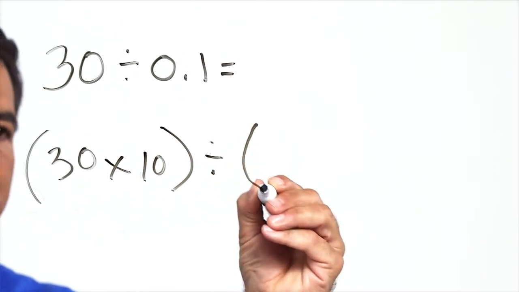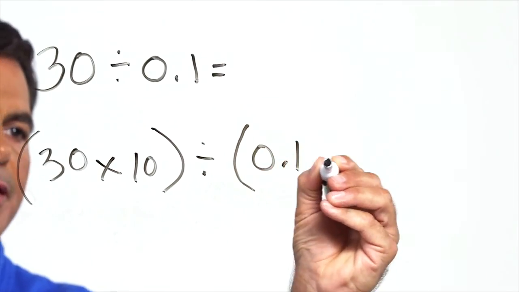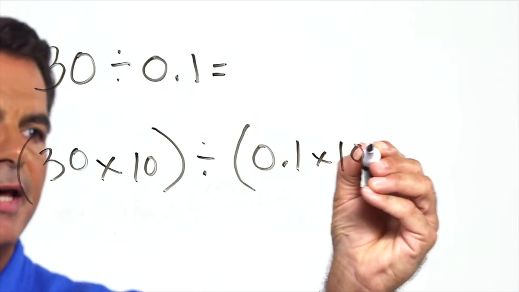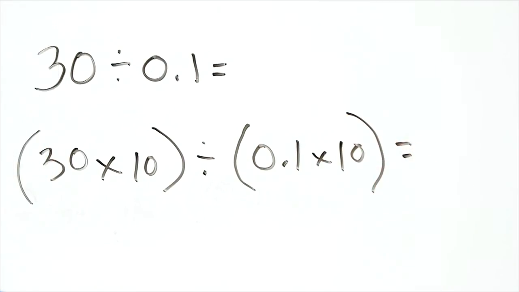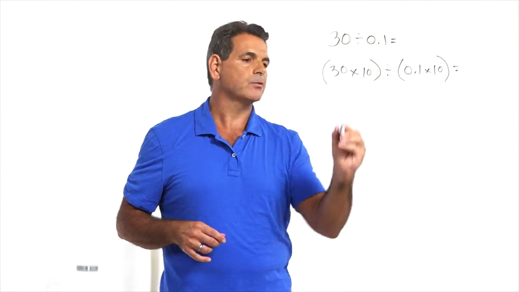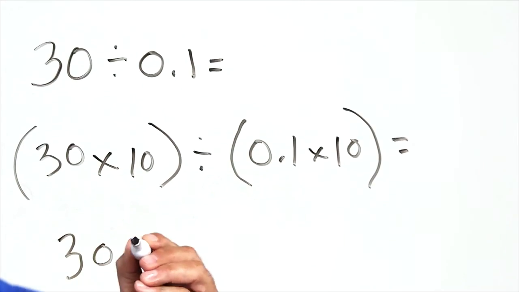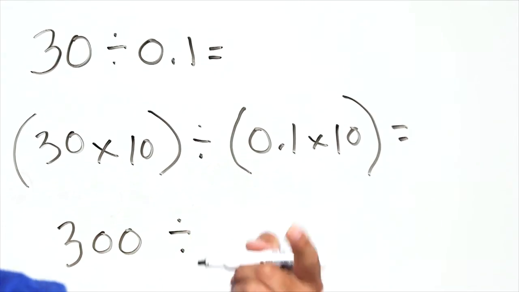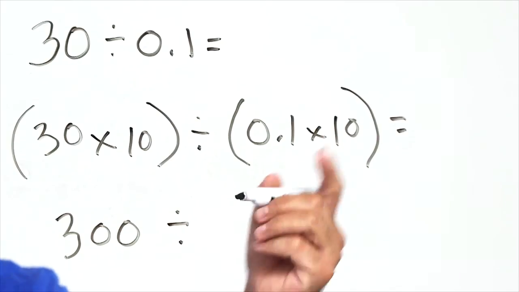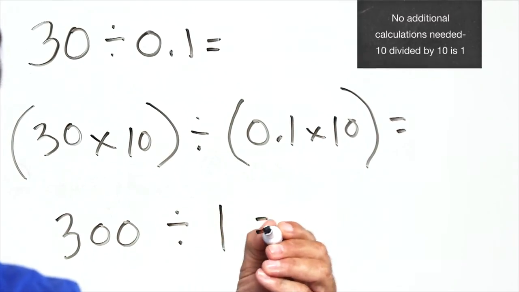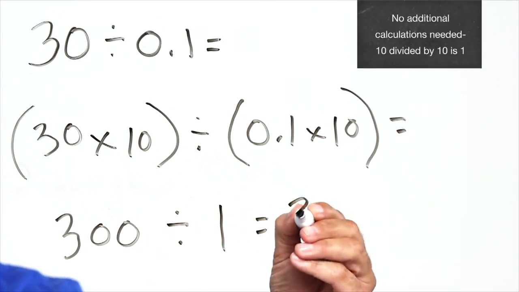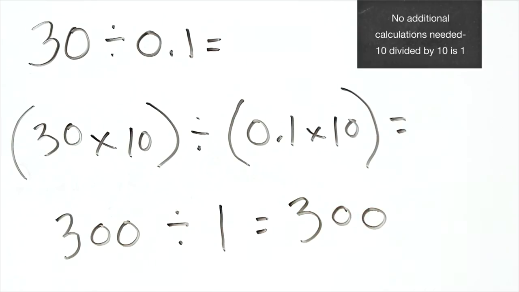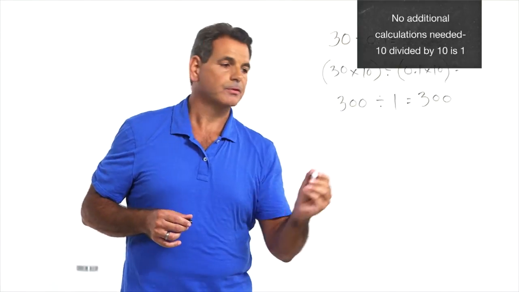divided by 0.1 times 10. And watch how easy this makes this. 30 times 10 equals 300 divided by 0.1 times 10 is 1. 300 divided by 1 is 300.